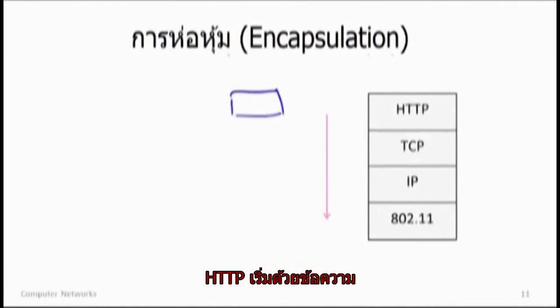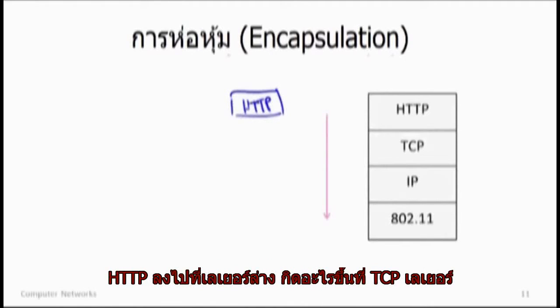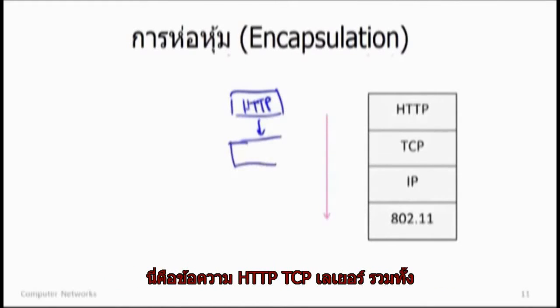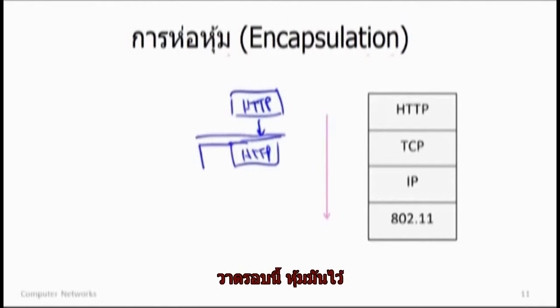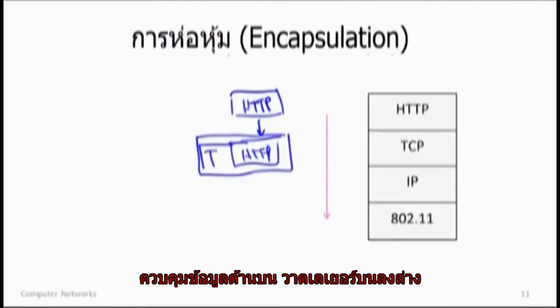Well, at the top, HTTP, we're just going to start with a message. Okay, now, HTTP will pass it down to the lower layer. What will happen at the TCP layer? Well, here is the HTTP message. The TCP layer will add, well, actually, I should draw it like this. It will wrap it and add its own control information at the top. It'll then pass it down to the IP layer.